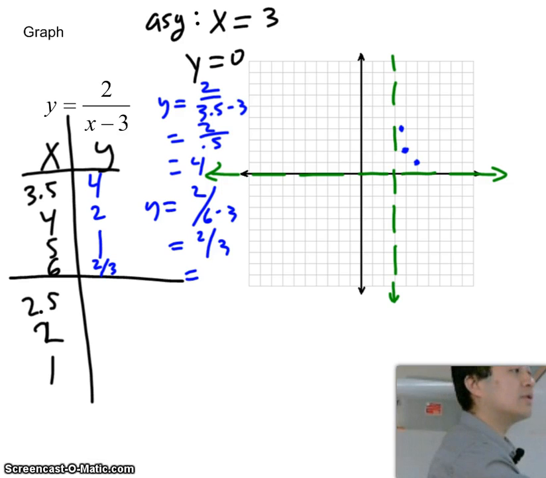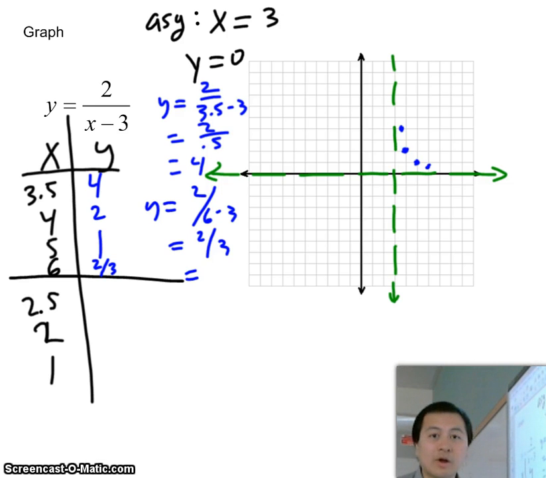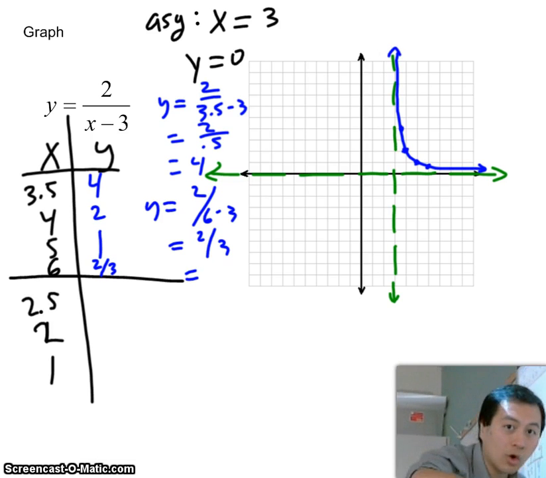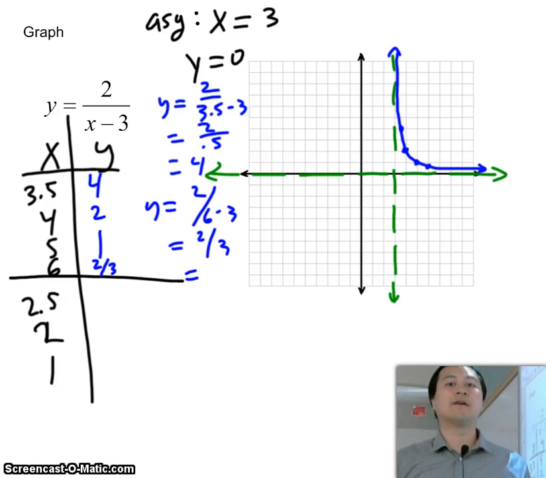Which is 6 and 2/3 right here. So I can see the graph a little bit better. I can see it coming down like this. I can see it curving and going to the right like that. Going toward the asymptote, closer, but never touching and never crossing. Clear? Let's go to the other side.